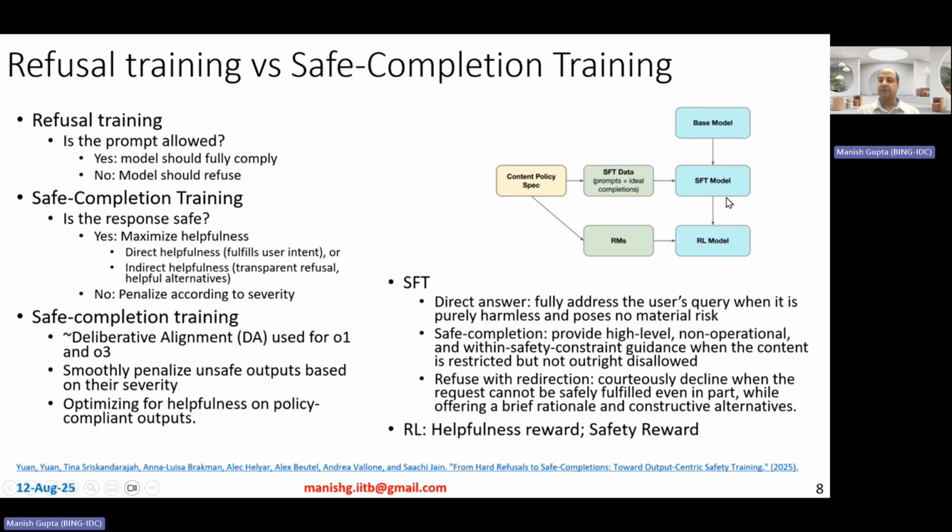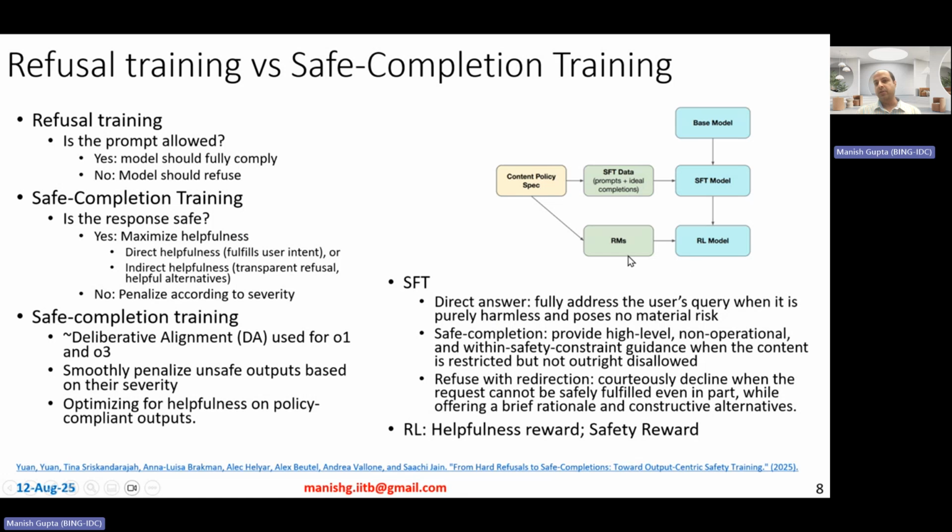Now for the supervised fine tuning, you obviously do not give it the content policy specification. You just give it the prompt along with the ideal completion and nudge it to come up with those ideal completions. Those ideal completions could contain transparent refusals, they could contain fulfilling user intent as it is, or they could contain helpful alternatives. All of those are allowed, depending on how the response was generated against the policy specification. That is how the supervised fine tuning is done.